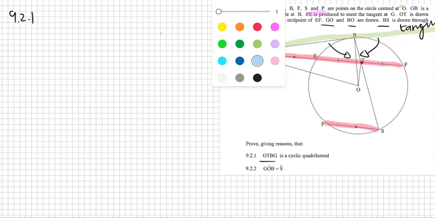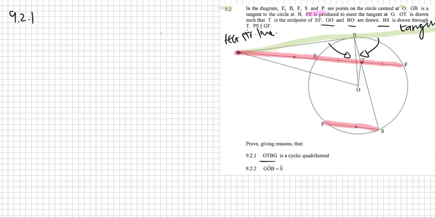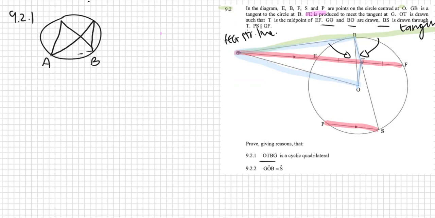So let's find O, T, B, G. We want this blue shape to be a cyclic quad. Now, there are 3 ways to prove a cyclic quad. Either the angle subtended by equal arc or equal chord AB. So the chord is there. If it was an arc, this will equal this. Then it's a cyclic quad.